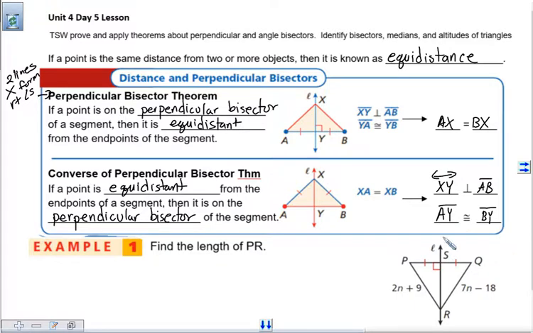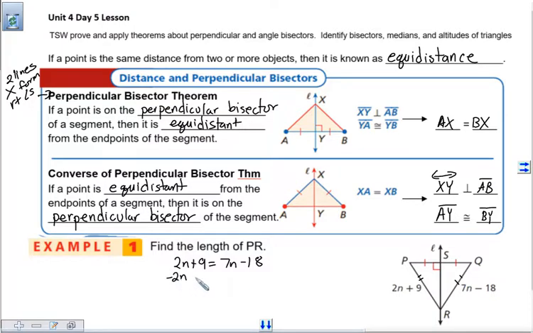On our first example, we have a perpendicular bisector. Line L is a perpendicular bisector of segment PQ. Because we have that, we know that segment PR is congruent to segment QR, which means that we can set these equal to each other. So 2n plus 9 equals 7n minus 18. And then we're going to solve for n.